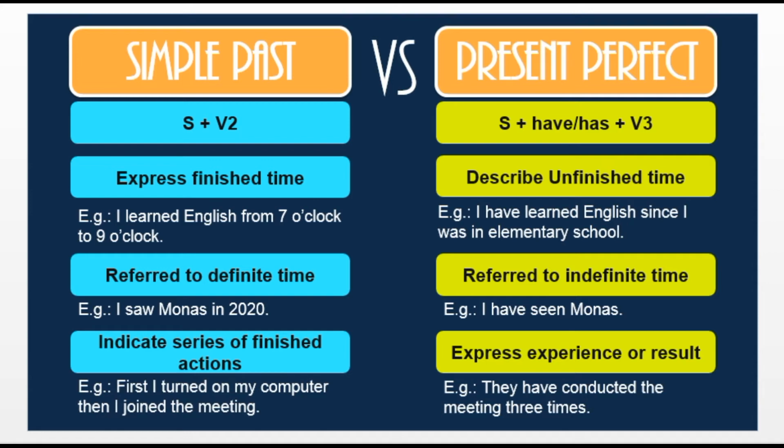Simple past is used to indicate a series of finished actions. For example, first I turned on my computer, then I joined the meeting. So it uses the past form to show a series of finished actions. Different from simple past, present perfect is used to express experience or result. For example, they have conducted the meeting 3 times. It means that it shows us the result or experience 3 times here.